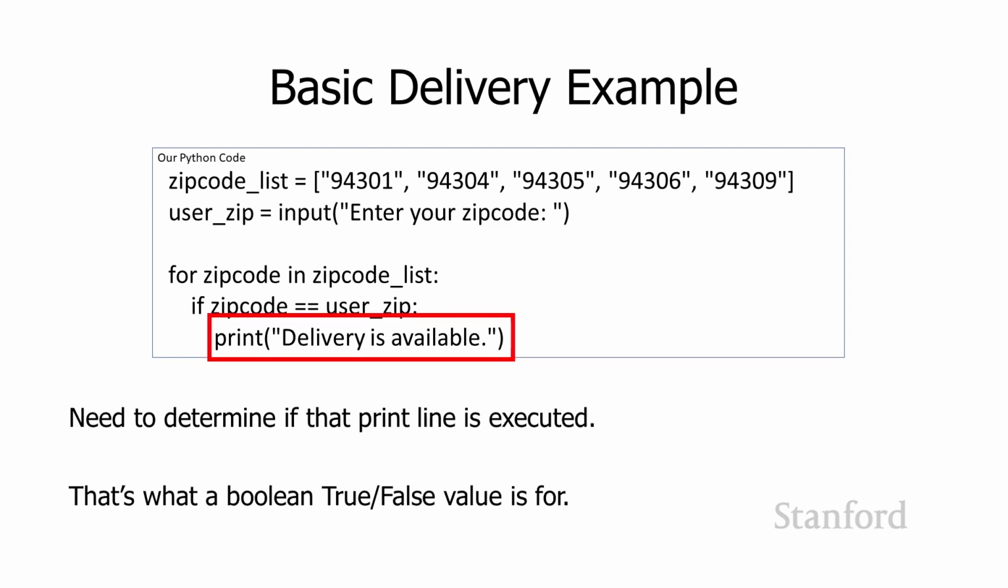All right, so what we want to do is determine whether or not that print delivery is available actually occurred. Either that statement occurred and we printed it, or it didn't occur. So that's a true false value. And anytime you've got a true false value, you should be thinking about Booleans. Remember, a Boolean variable is something that is either true or false.